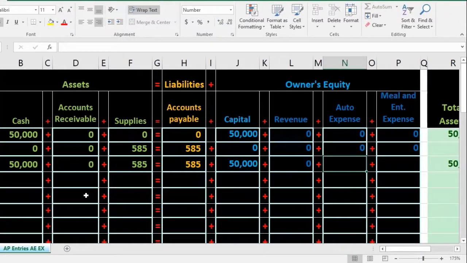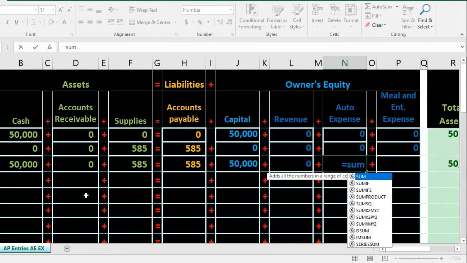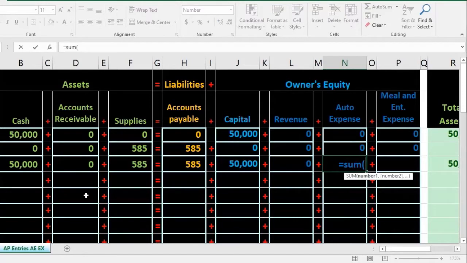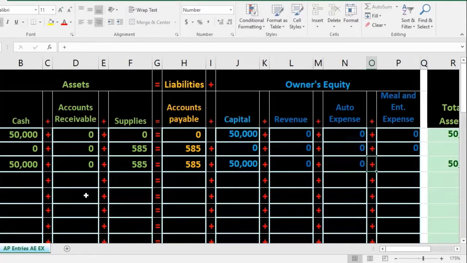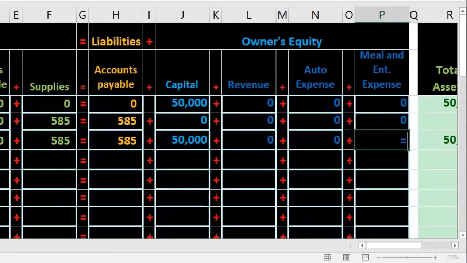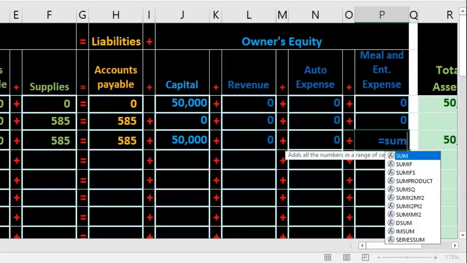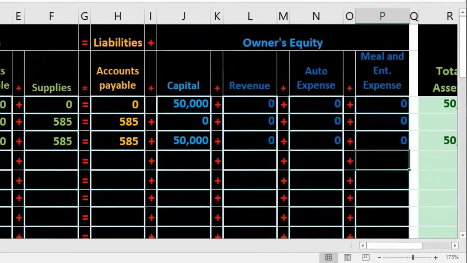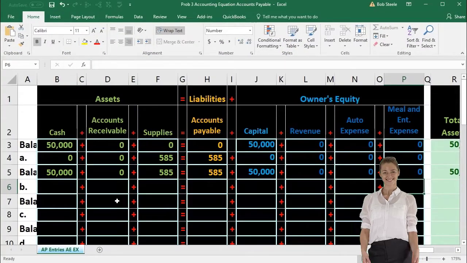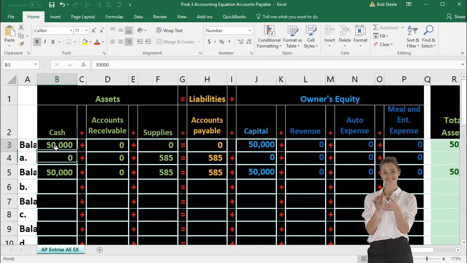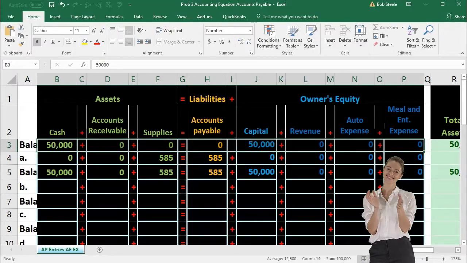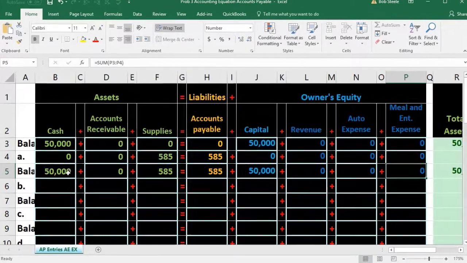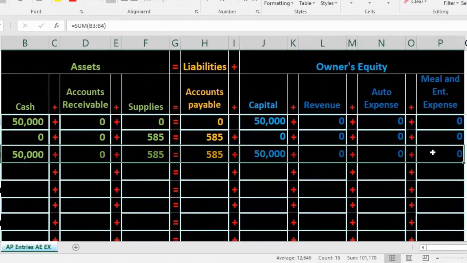In cell N5 equals sum, shift 9, let go of shift, up arrow one time, hold down shift, up arrow again, and tab, tab. In P5 equals sum, shift 9, let go of shift, up arrow one time, hold down shift, up arrow again, and enter. So we've now entered the data for journal, the transaction one. So here's our beginning balance, here's what happened, here's the ending balance. We are now only concerned with this row. This is our starting point.